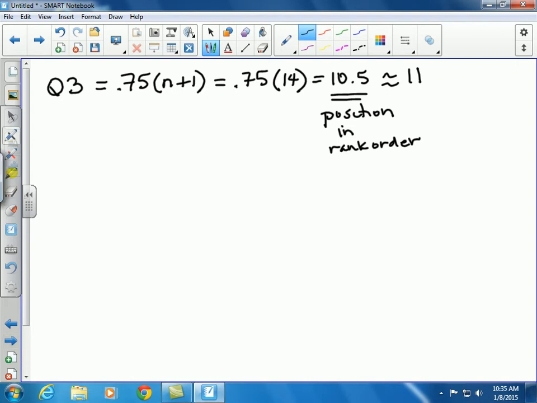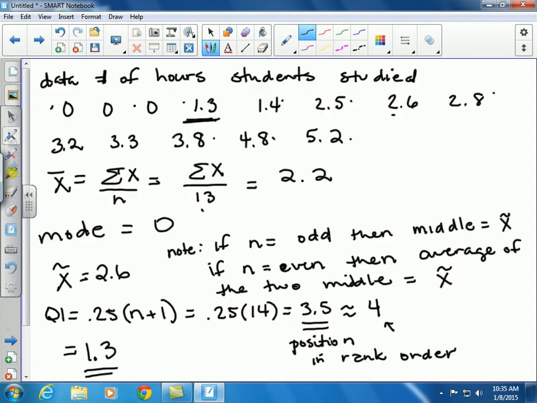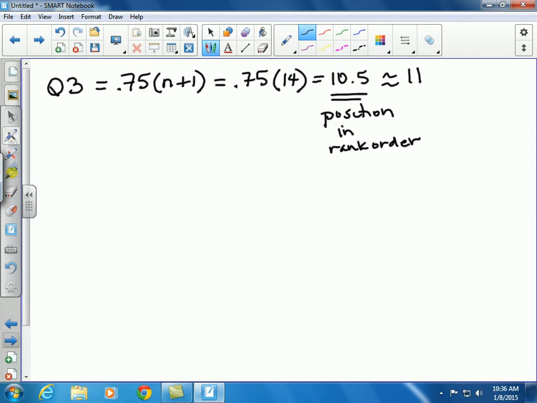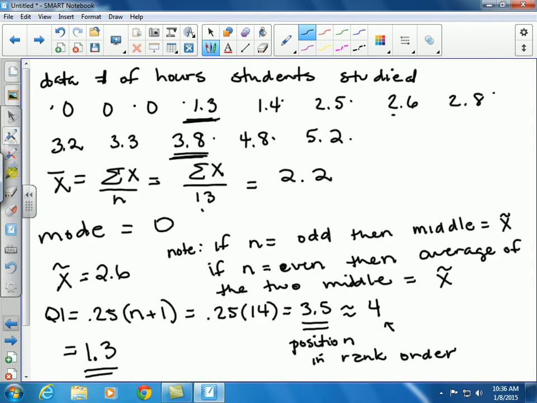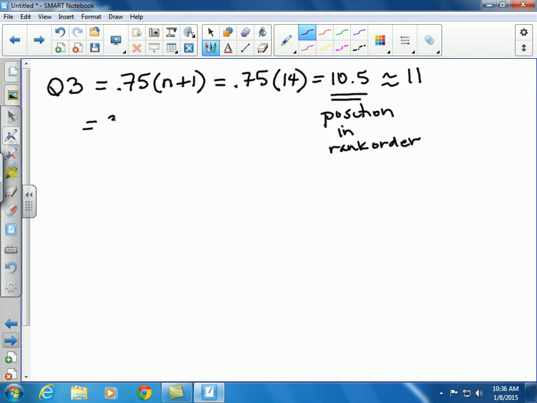If we go back to the previous screen, and we go 1, 2, 3, 4, 5, 6, 7, 8, 9, 10, 11, this is the 11th data point. So our position was 11, but our actual data point is 3.8. And that's the data point.